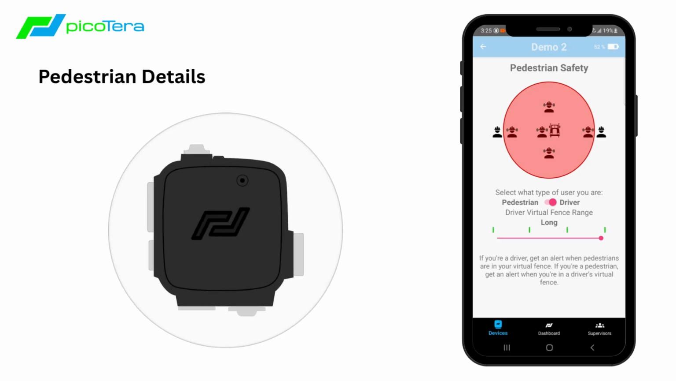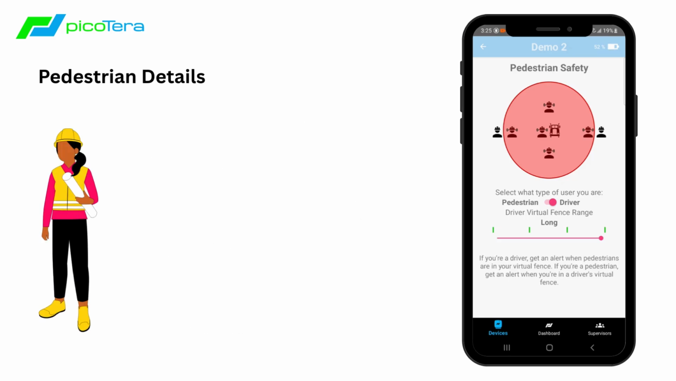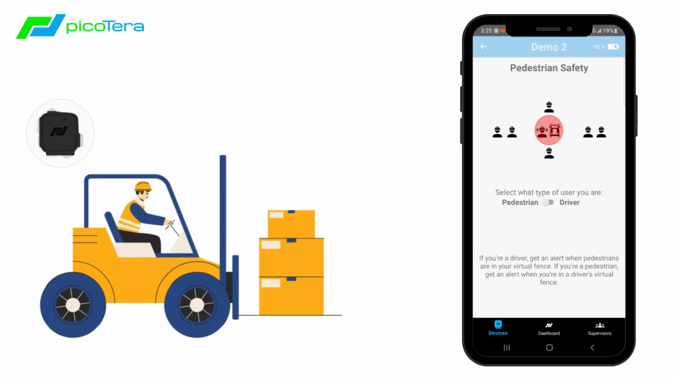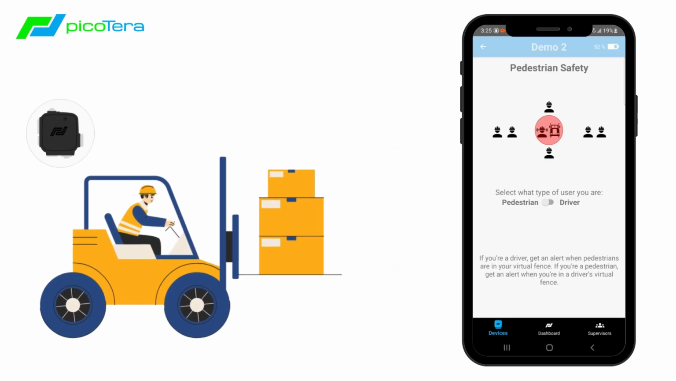When pedestrian is selected, the system will only notify the pedestrian of nearby drivers. A pedestrian standing next to another pedestrian will not trigger an alert. By contrast, the driver setting alerts for both pedestrians and other drivers.